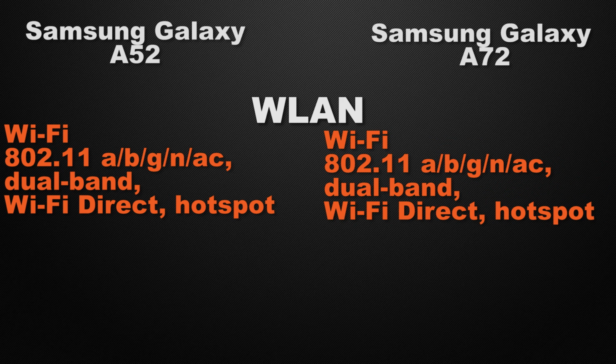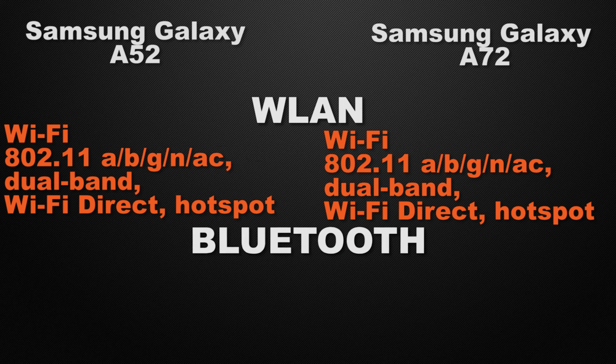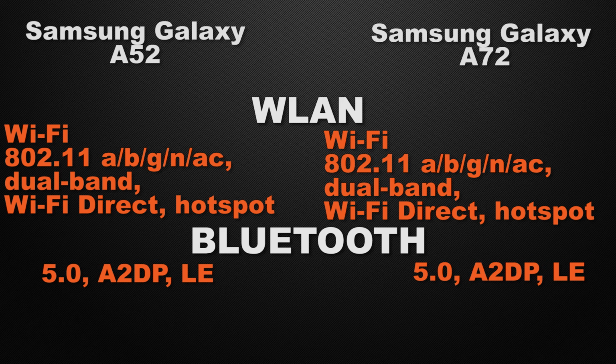Moving to the communication chips in the devices, starting with the WLAN of the devices. Both of the devices have Wi-Fi AC, dual band Wi-Fi, Wi-Fi direct and hotspot, so it's a tie. And about the Bluetooth version of the devices, A52 has 5th generation Bluetooth, whereas A72 also has 5th generation Bluetooth, so clearly it's a tie here.